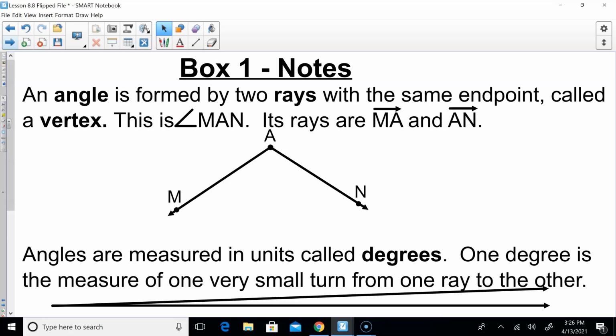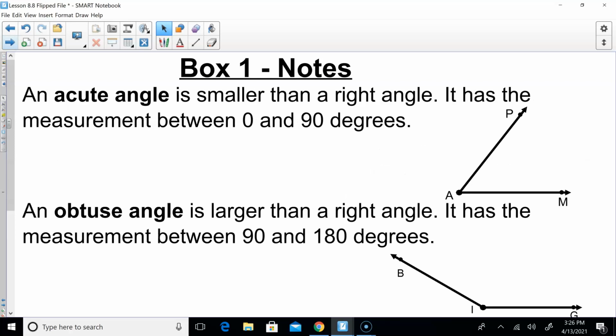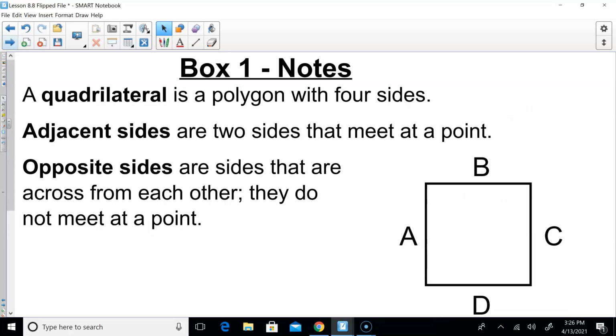We know that angles are measured in degrees. We have a right angle, which is 90 degrees. A straight angle is 180. We have an acute angle that's between 0 and 90, and an obtuse angle, which is between 90 and 180 degrees. Also a good refresher to get us to where we are today.